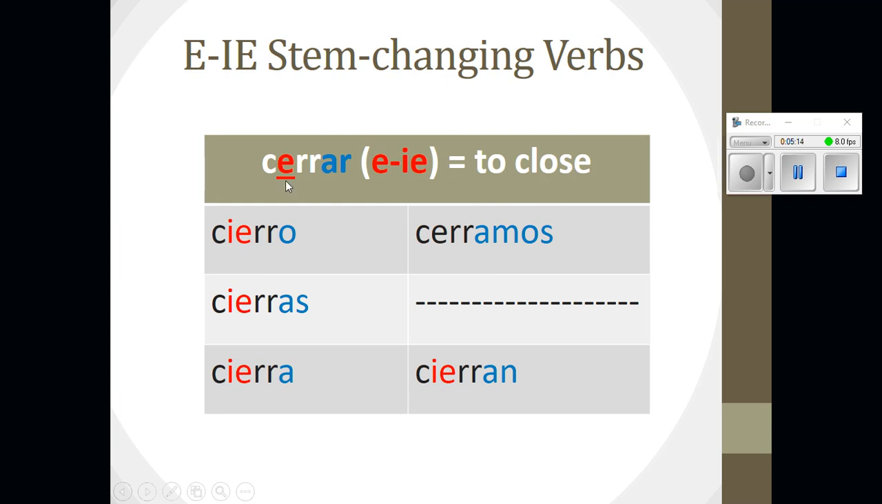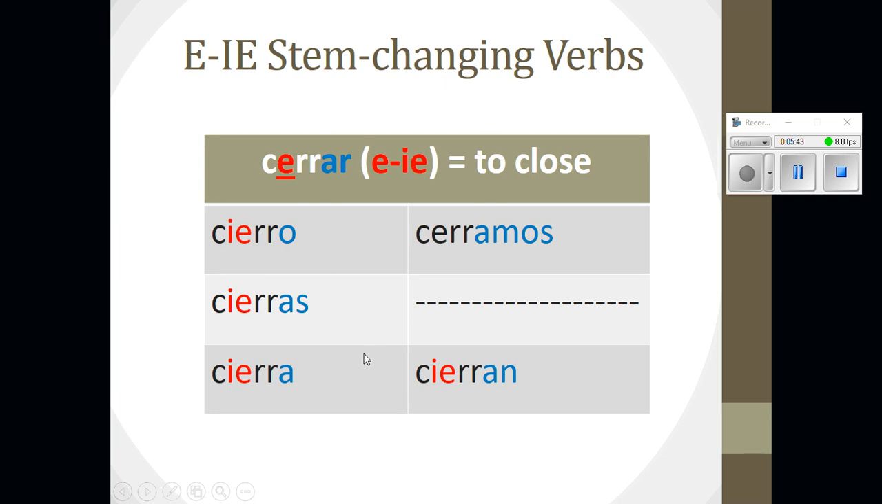All right, let's talk about this verb cerrar, which means to close. It is a stem changing verb, which means you change this E to IE, remember, in all forms except nosotros and vosotros. So notice in all the forms, the yo form, tú, él, ella, usted, and ellos, ellas, ustedes, that this E has changed to IE. Not only that, but we've dropped the AR and added the correct ending for AR verbs: o, as, a, amos, an.